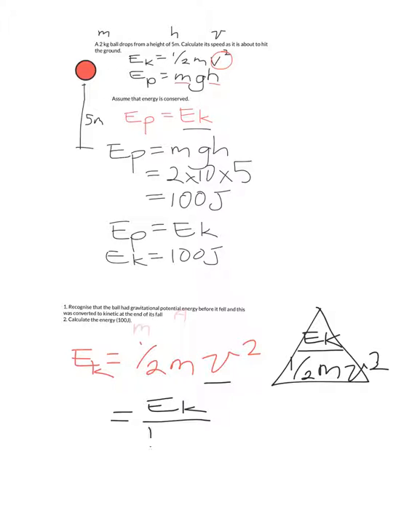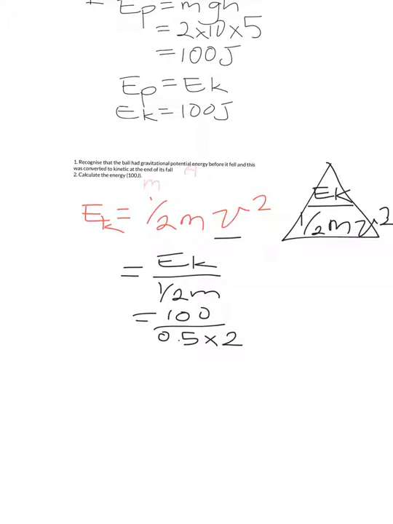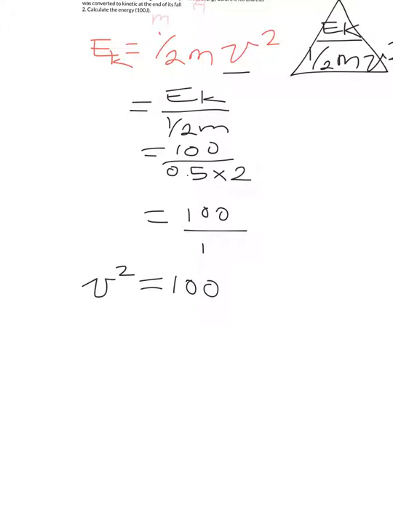Energy divided by half mass, which equals 100 divided by, the mass was 2 kg. So velocity squared equals 100 over 1 equals 100. But don't forget, this was velocity squared. So we're almost there, but not quite. We have to undo the square, which means we have to take the square root.